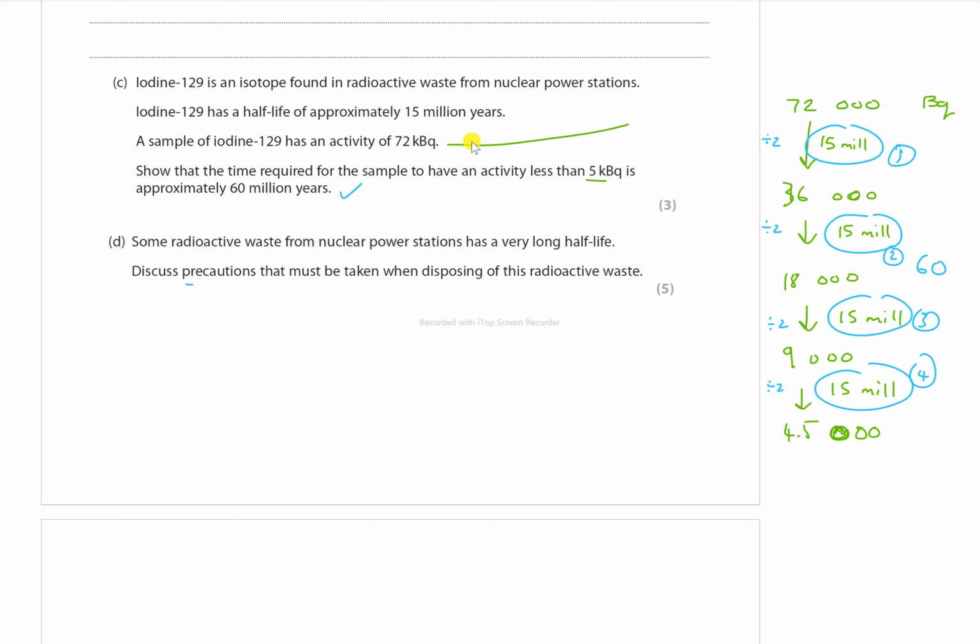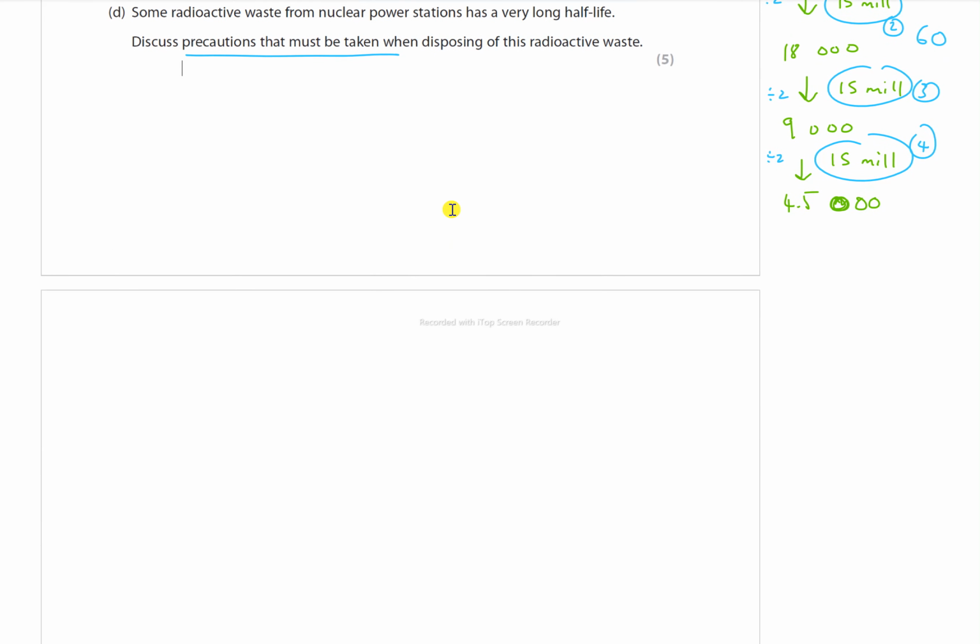Right. Some radioactive waste from nuclear power station has a very long half-life. Discuss precautions that must be taken. Oh, right. It's a very long half-life. So containers must be strong. Must be strong and made of material that does not rust.